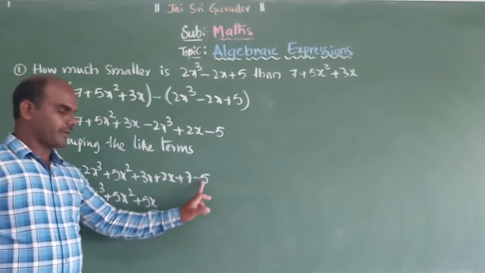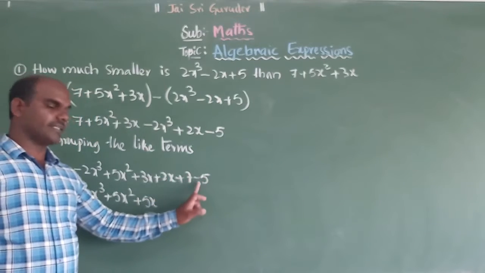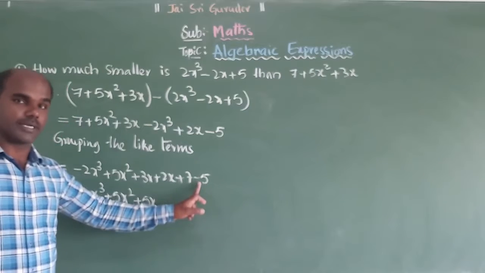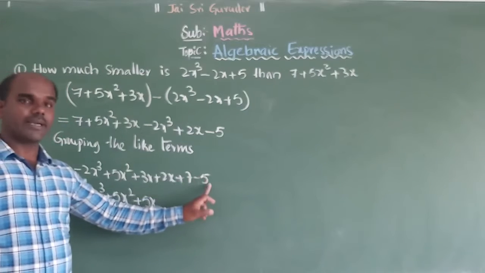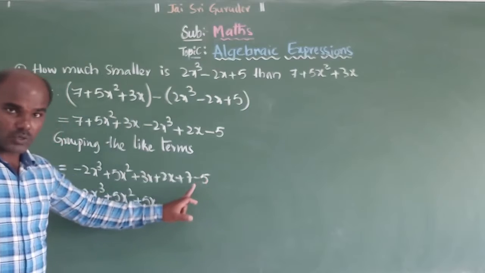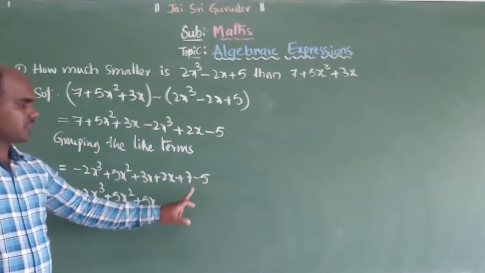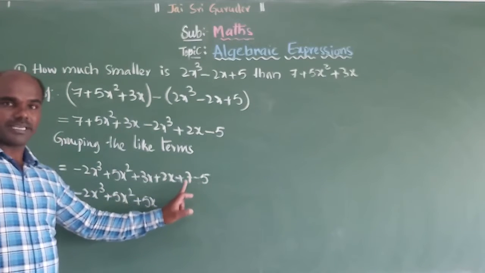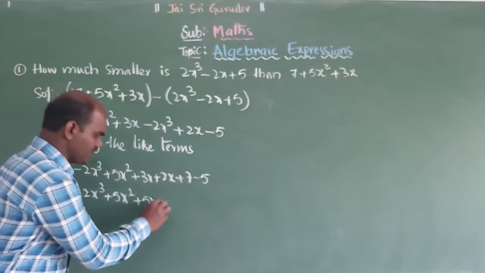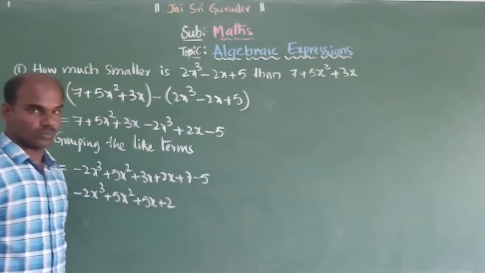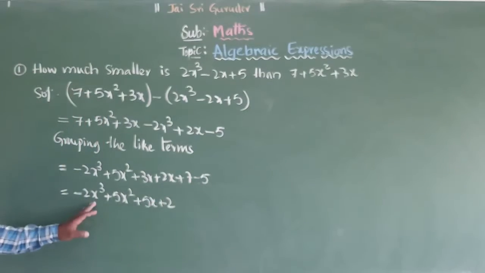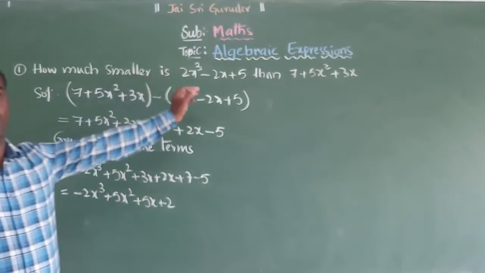Then the constants have different signs, so we have to subtract: 7 minus 5 is 2. Is it plus 2 or minus 2? Plus 2, because the bigger number's sign is plus. So that is plus 2. This much is how much bigger than the first one.